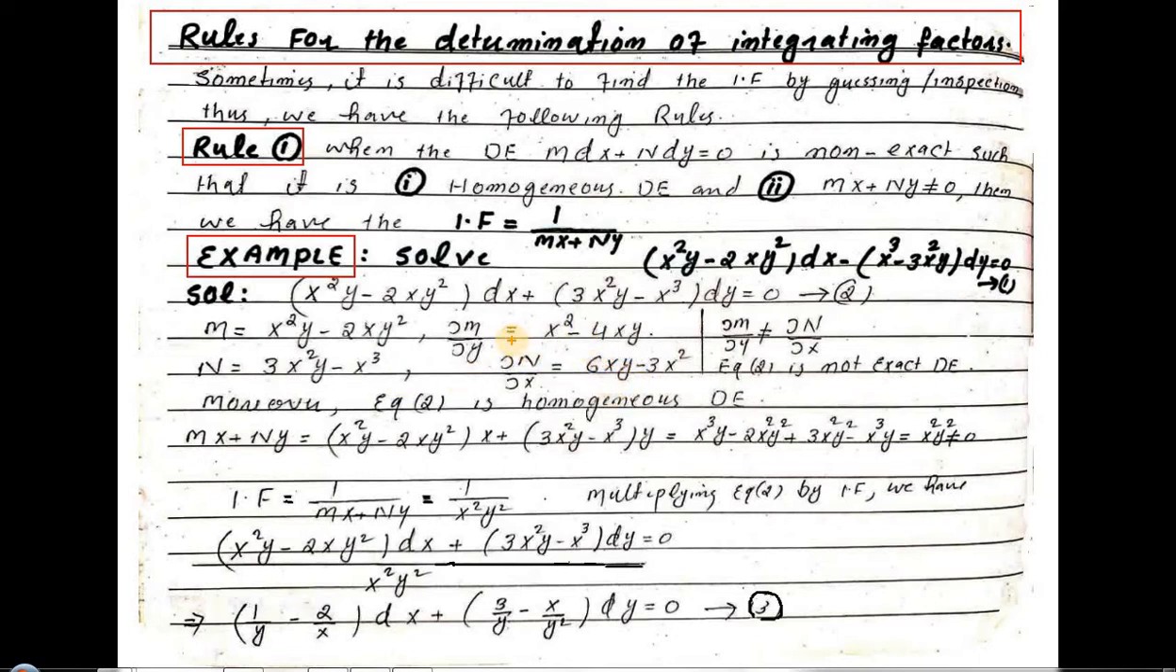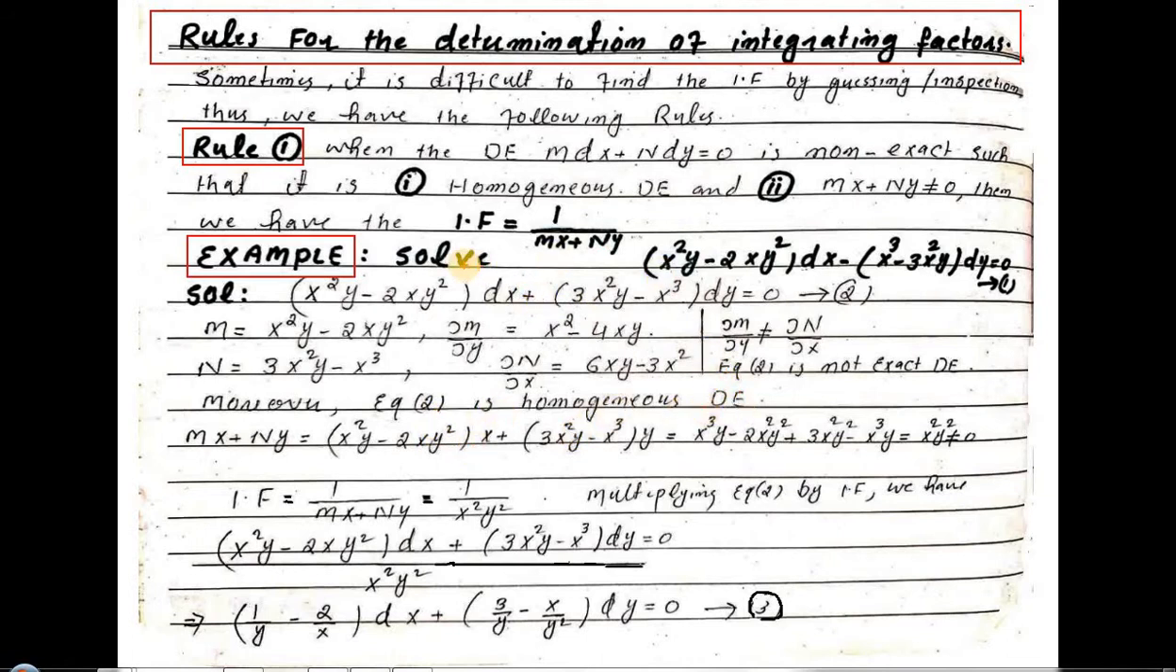Now looking to the value of del m over del y and del n over del x, both are unequal. Hence the condition for a differential equation to be exact fails. Thus, the differential equation is not an exact differential equation. Moreover, equation 2 is a homogeneous differential equation.